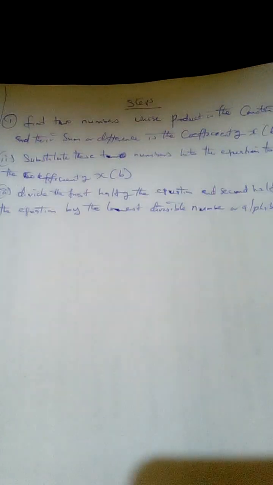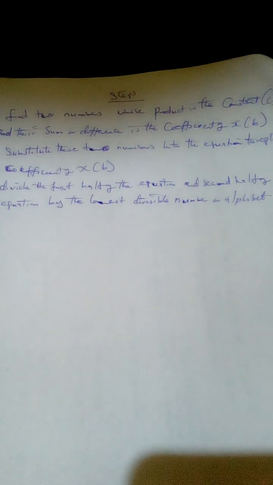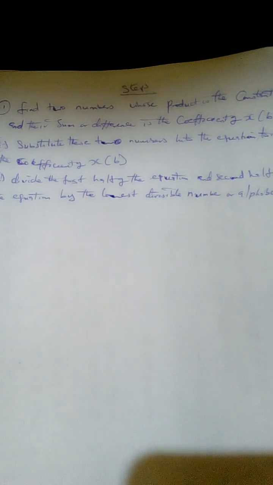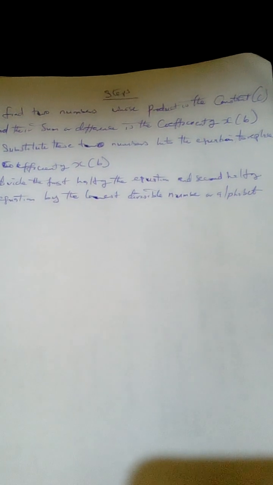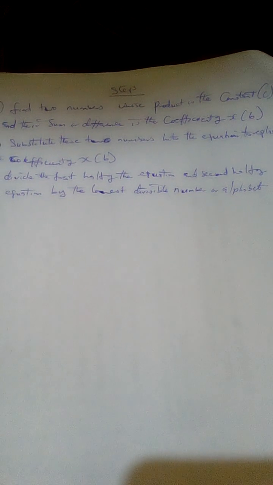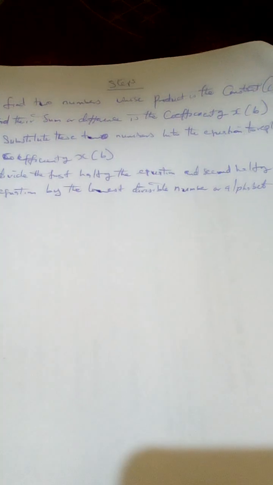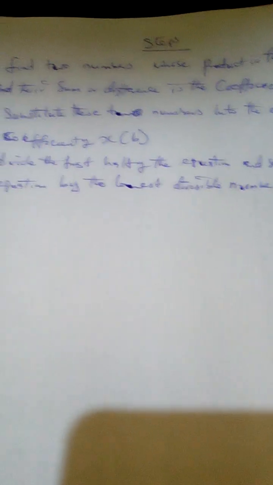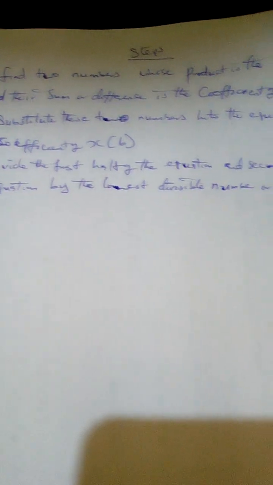find two numbers whose product is a constant and their sum or difference is the coefficient of x. Substitute these two numbers into the equation to replace the coefficient of x, which is b. Divide the first half of the equation and second half of the equation by the lowest divisible number or alphabet.